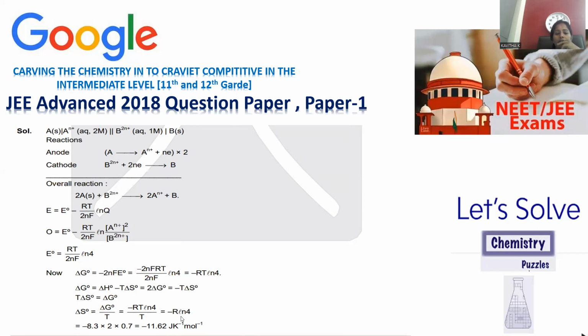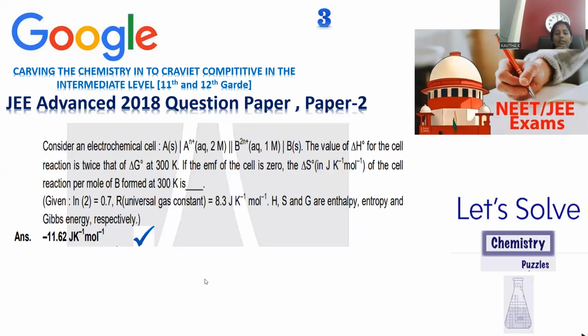Okay. So if you are writing minus R ln 4, R is the universal gas constant whose value is, here it is mentioned as 8.3.